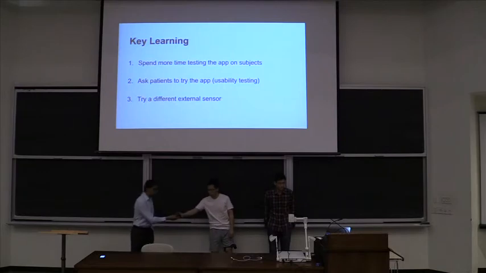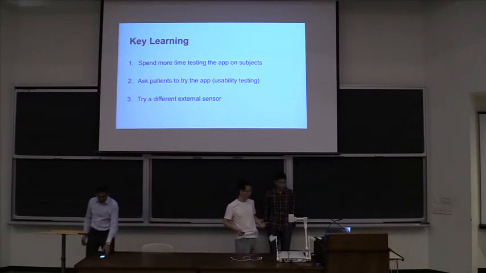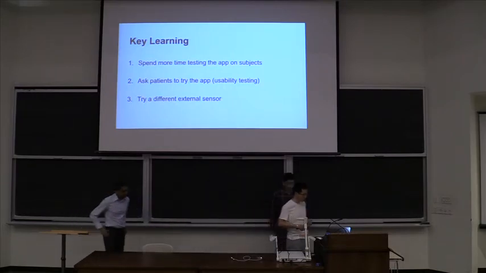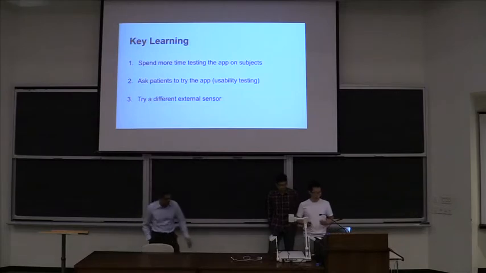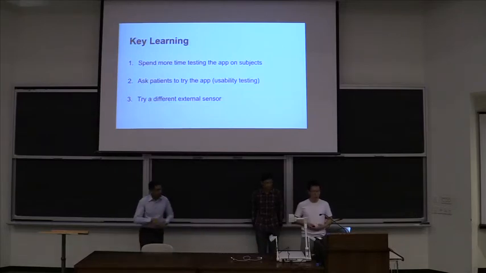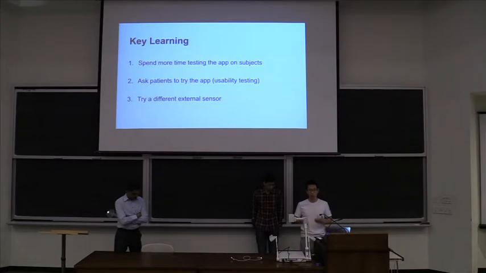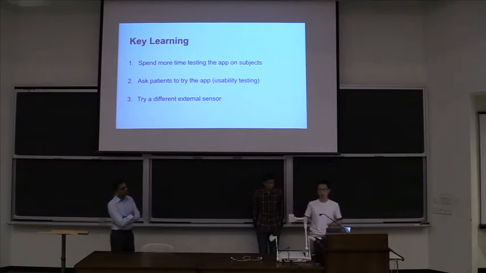About key learnings, a lot of things we have learned, and there are 3 we want to mention. One is that we want to spend more time testing the app on subjects. Another is we want to ask the patient to try our app first while we are developing the app. The third one is we want to try a different external sensor, since this sensor needs to be used with a phone with version 4.3.